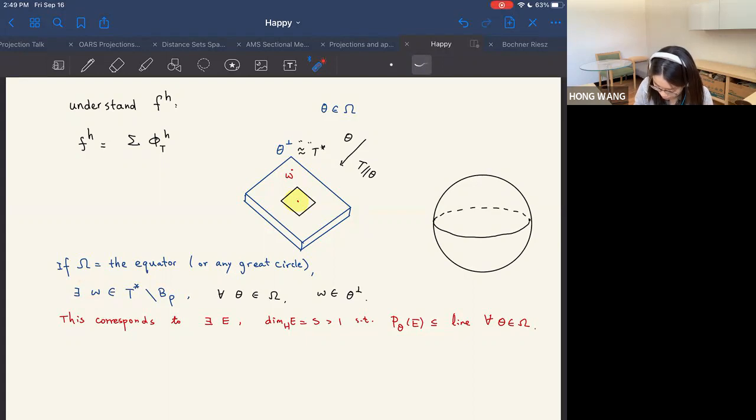If omega is the equator, then, maybe I should use gamma here for the curve, there exists a point, small omega, in the high frequency part, such that for any theta on the equator, our point will lie on theta perpendicular.